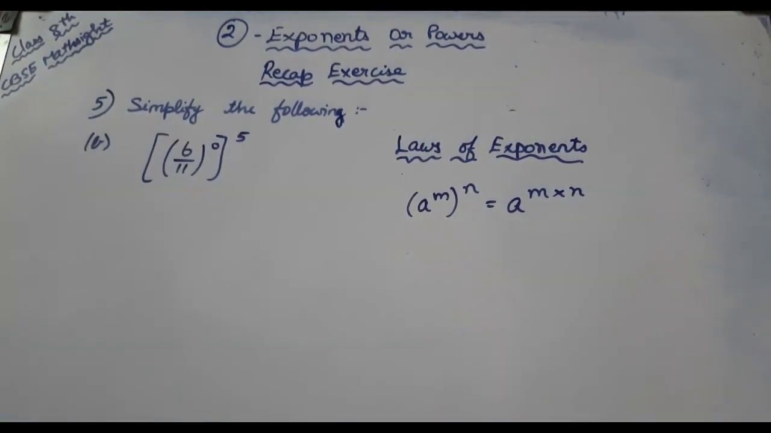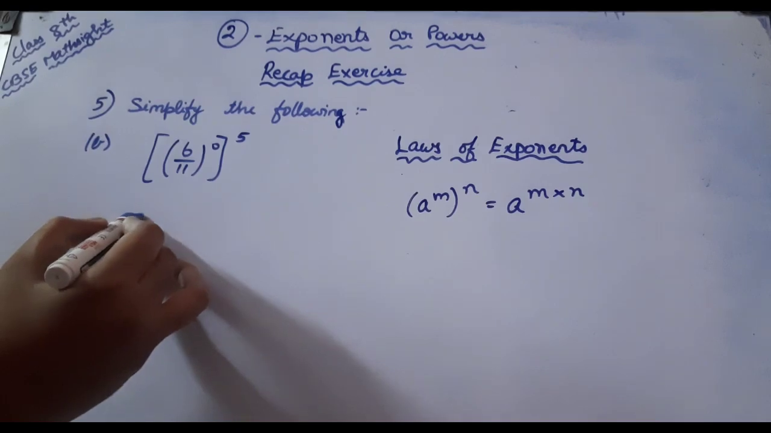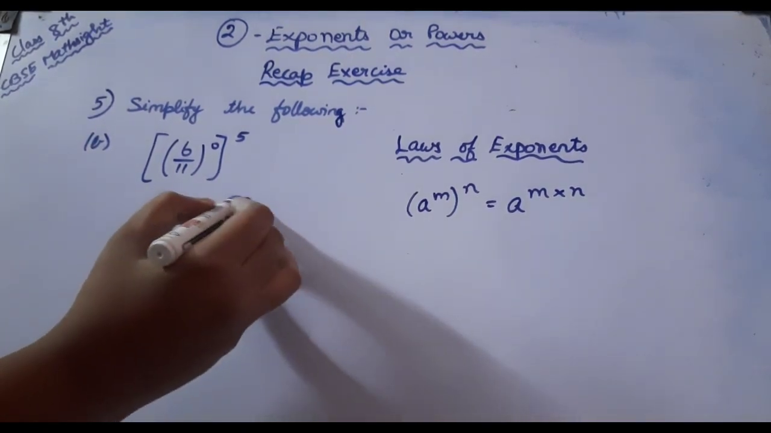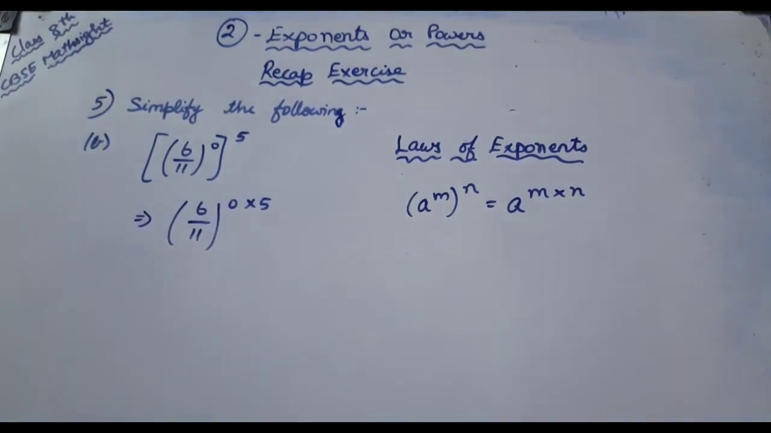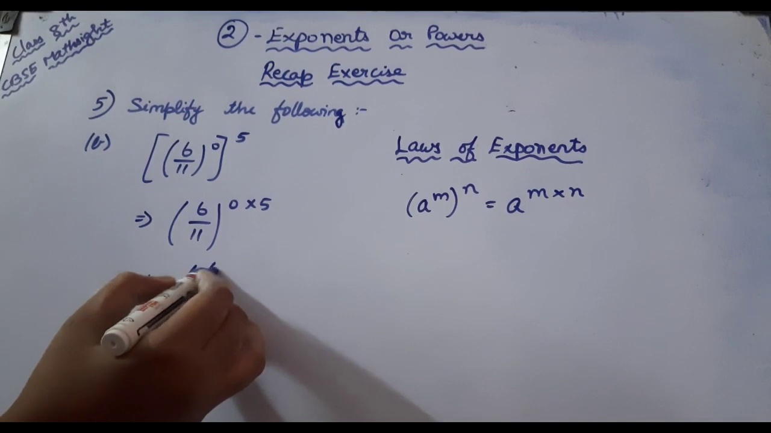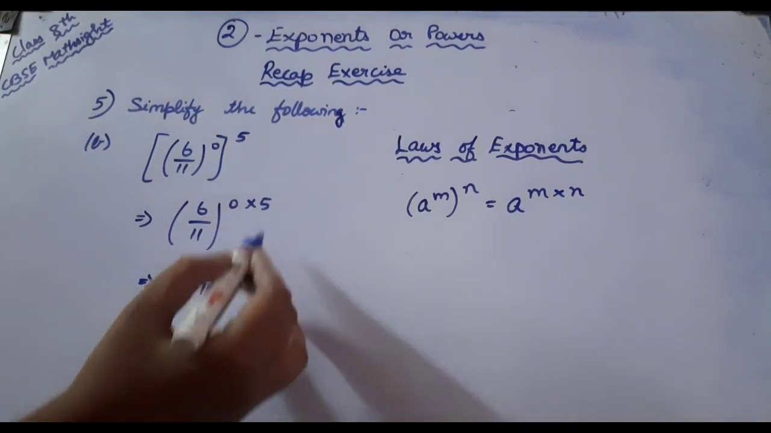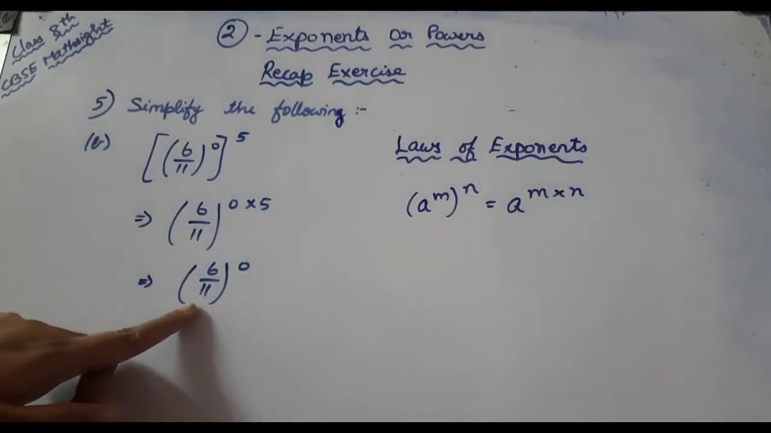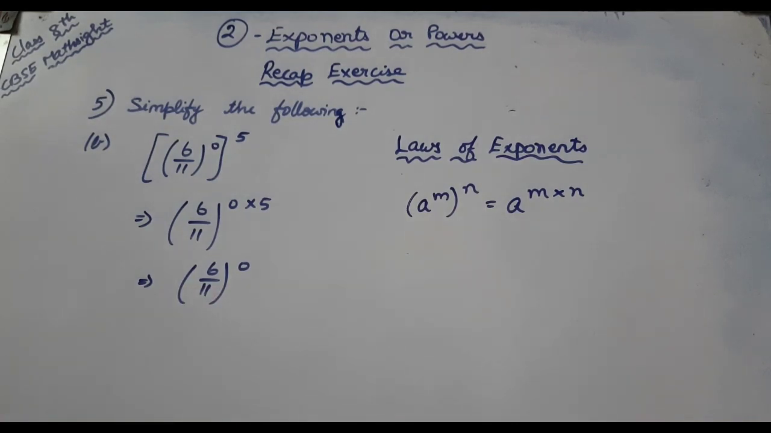The next sum is (6/11 to the power of 0) whole to the power of 5. Here also we can multiply both the powers, which will be 6/11 to the power of 0 into 5. Any number multiplied with 0, the power becomes 0. So 6/11 to the power of 0 into 5 becomes 6/11 to the power of 0. Since we have to simplify and write in exponential form, we can leave this as it is.